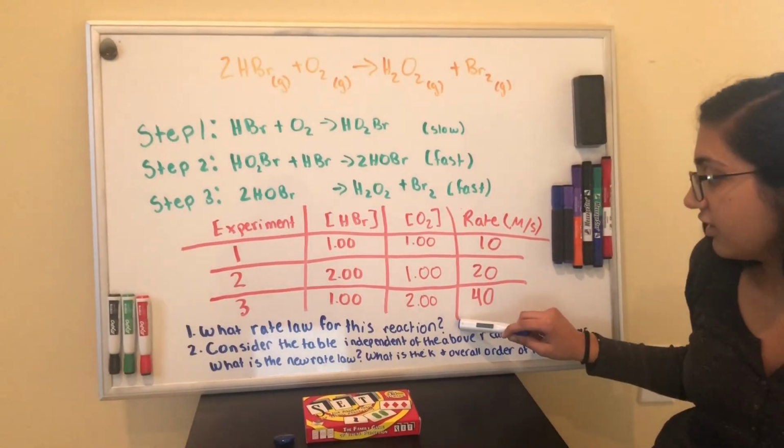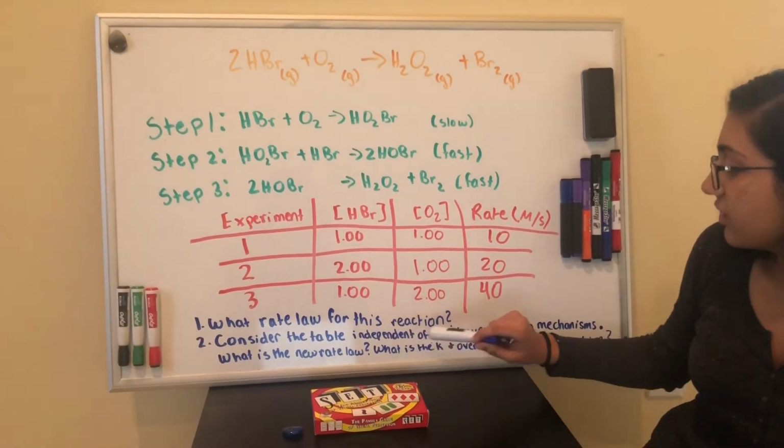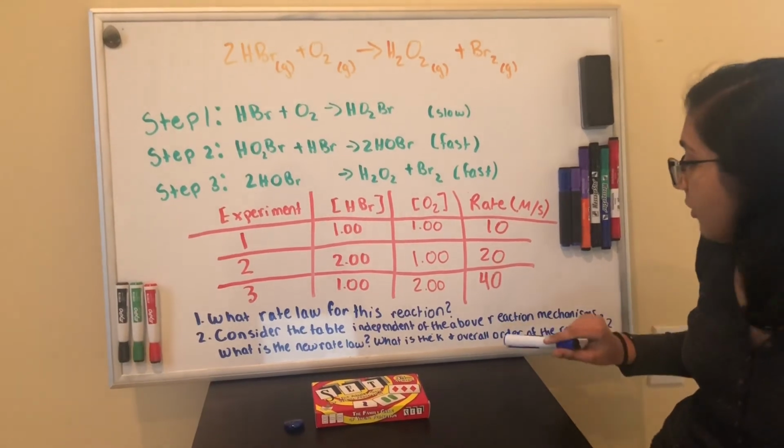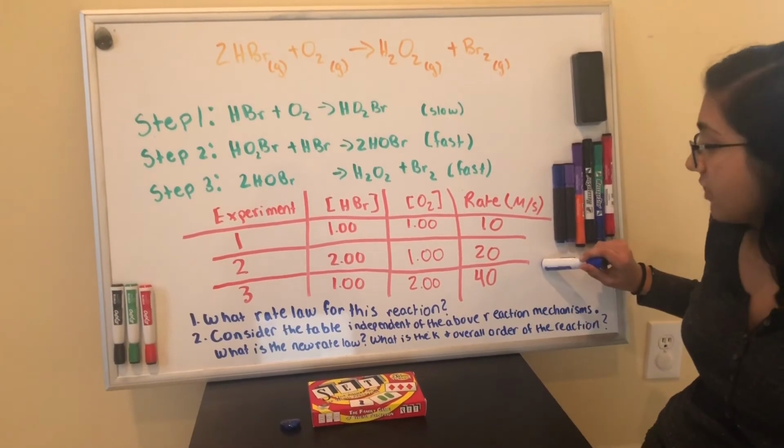Here's a practice problem using reaction mechanisms to find rate laws. First, find the rate law for this reaction, then consider the table independent of the above reaction mechanisms, and find the new rate law. What is the k and the overall order for this reaction?